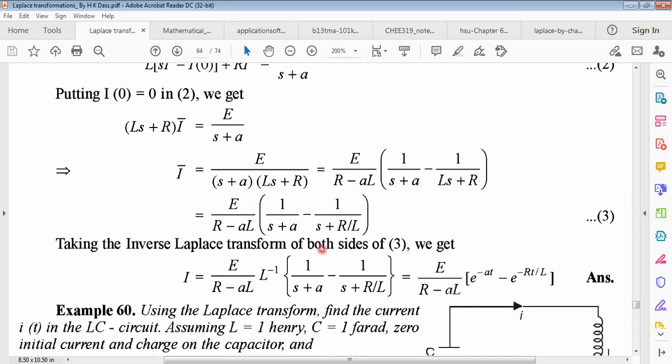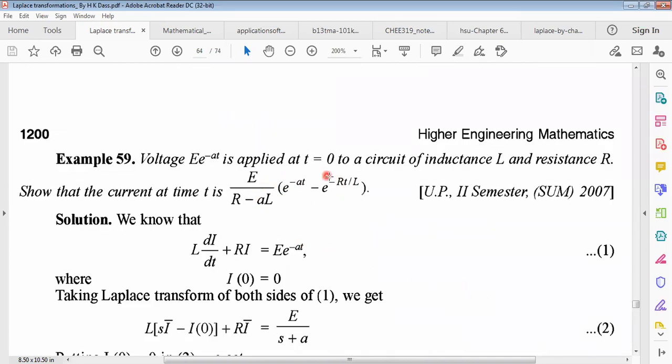Okay, so taking the inverse Laplace transform of this equation 3. So inverse Laplace transformation of 1 by s plus a and inverse Laplace transformation of this. So you must know inverse Laplace transformation of 1 by s plus a what? e to the power minus at. Okay, and another one, inverse Laplace transformation of this will be e to the power minus a t, where a means what here? R by L, remember it, R by L. So very easy. This is shown.